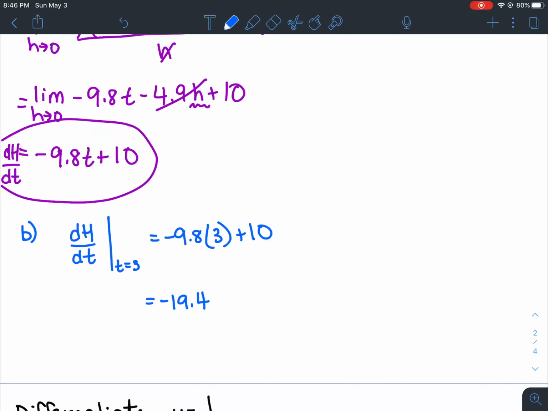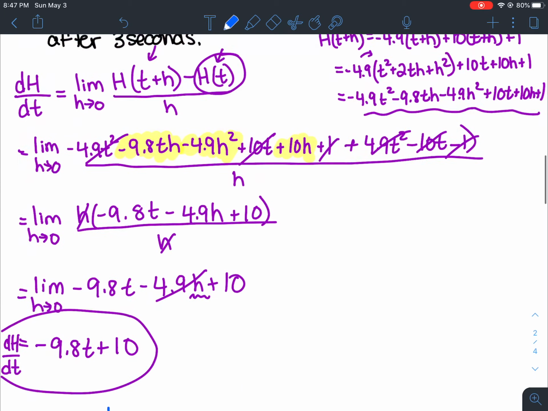And what that would mean is that would be the instantaneous rate of change of the height of the javelin at 3 seconds. So it would be like meters per second. So that's how fast the javelin is traveling after 3 seconds. Awesome. Okay.